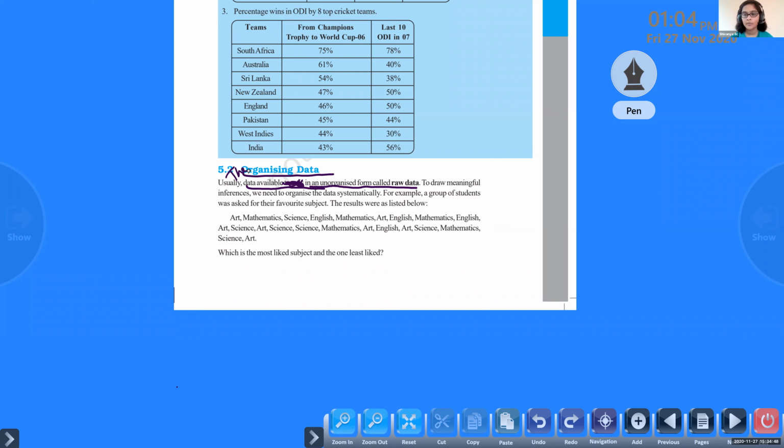Ma'am, is this book the NCERT textbook? It is NCERT. Yes, Shivanya, it is NCERT.